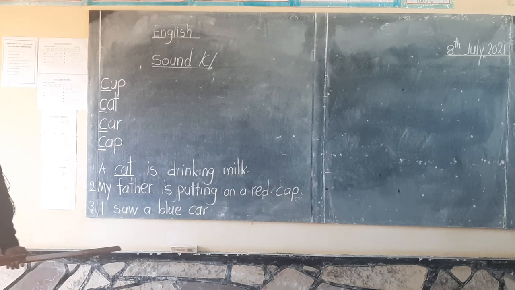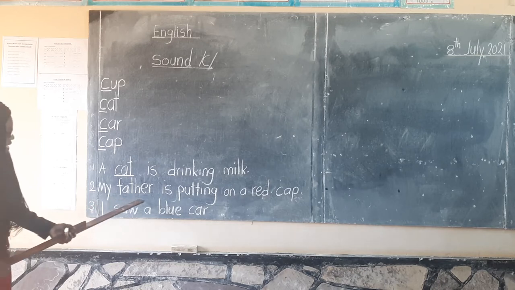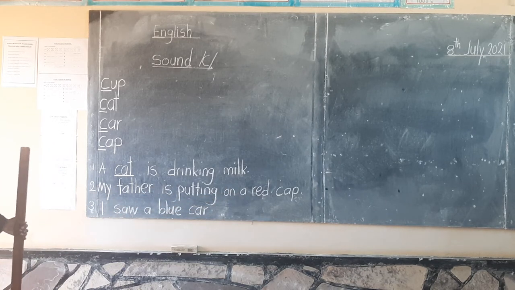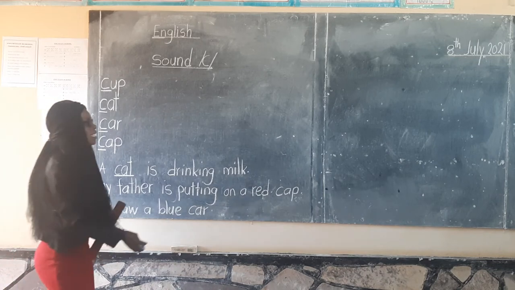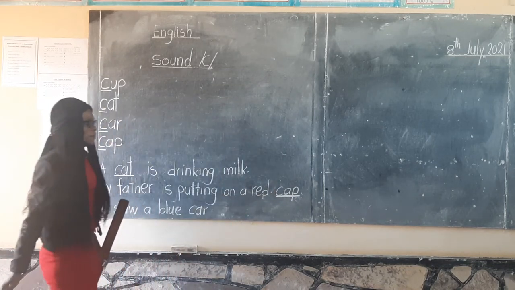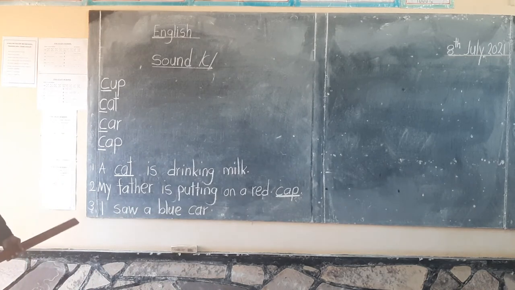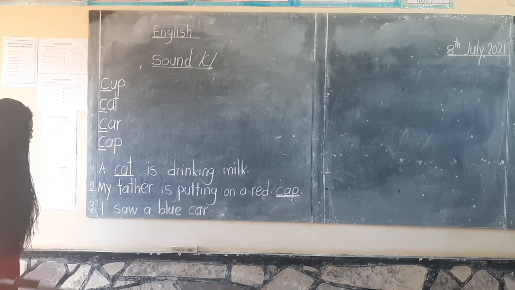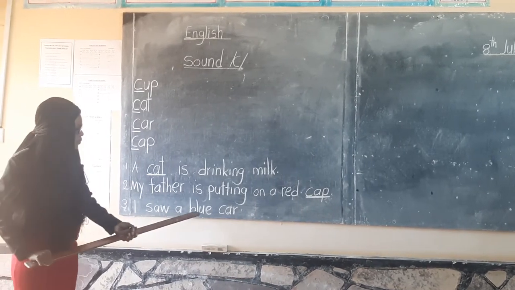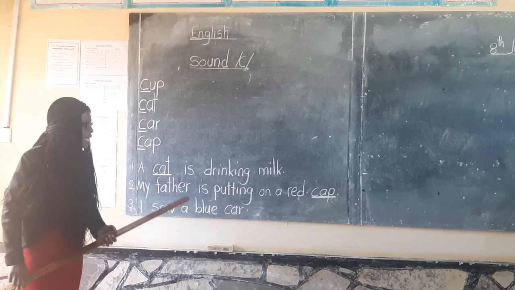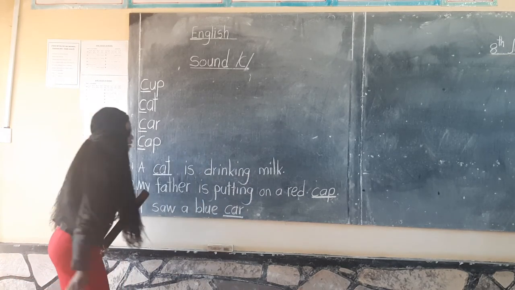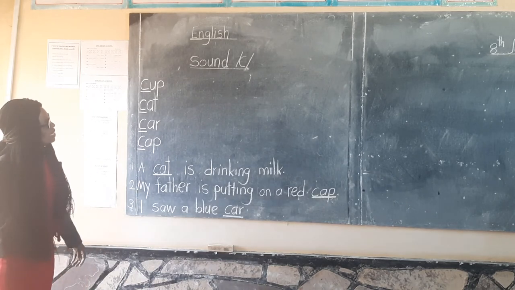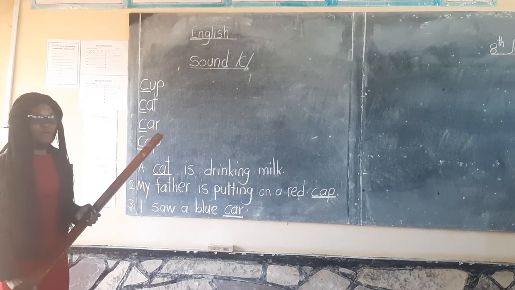Sentence 2, my father. The word cap. Very good. Sentence 3. Let's identify the word that has the letter sound. I saw a blue car. Okay, the word car. So if you see here, we are learning about letter C sound K.